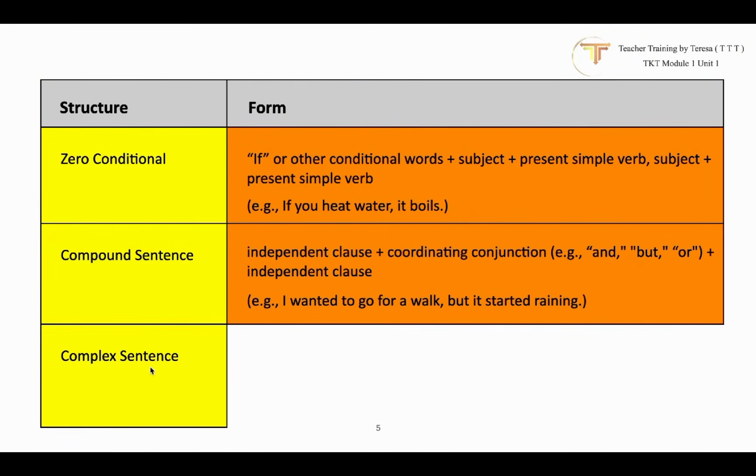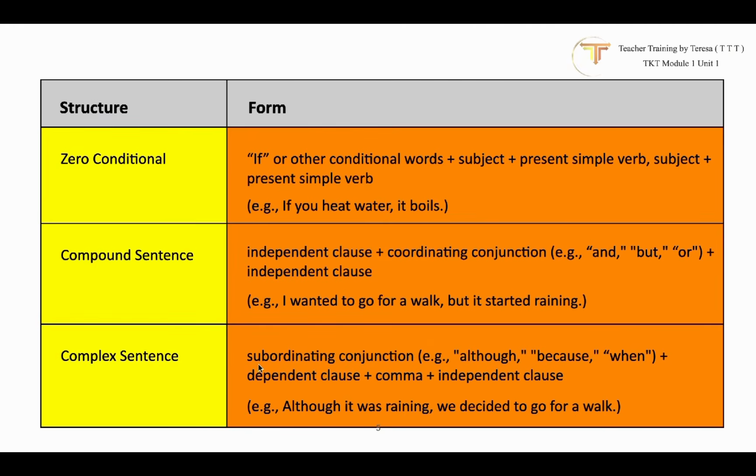Complex sentence: subordinating conjunction, for example although, because, when, plus dependent clause plus comma plus independent clause. Example: Although it was raining, we decided to go for a walk.